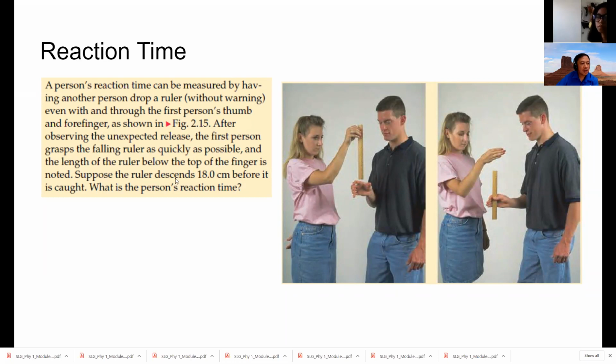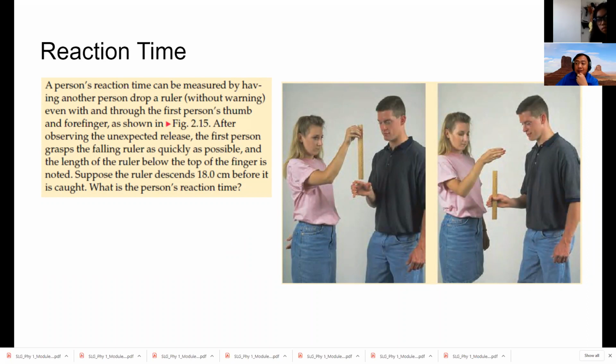So since there is a measurement, ma-measure pila ang iyang na-catch, pila ang height sa iyang na-catch. So there, suppose the ruler descends 18.0 centimeters before it is caught. So naka-descend siya 18.0 cm. What is the person's reaction time? So kining second figure mao na ni nga na-catch na sa guy 18.0 cm. So how to do that? Unsa man ang 18.0 cm be?